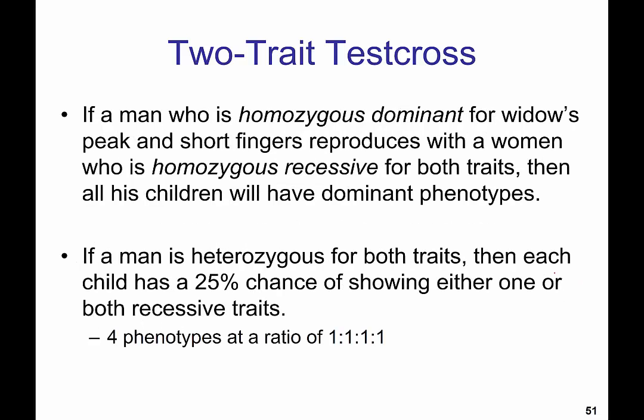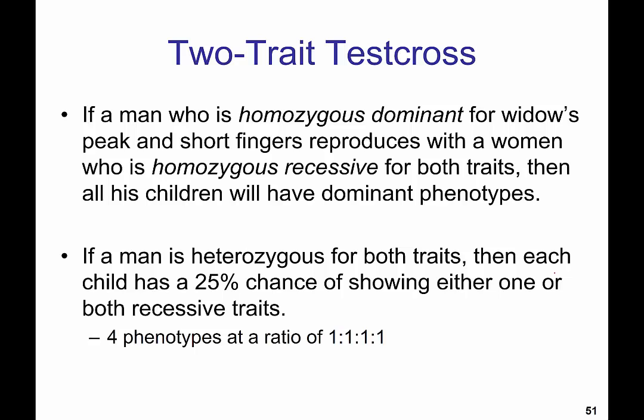So if a man is homozygous dominant for widow's peak and short fingers, and he reproduces with a woman who's homozygous recessive for both traits, then all of his children will have the dominant phenotype. If a man is heterozygous for both traits, then each child has a 25% chance of showing either one or both recessive traits.